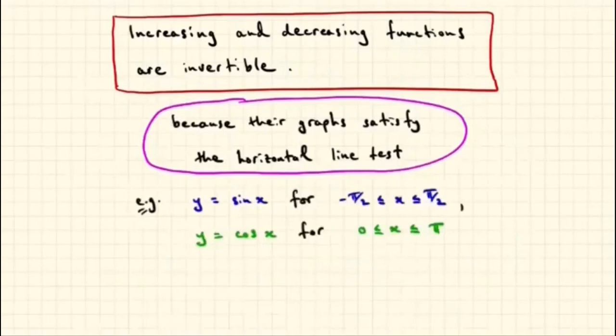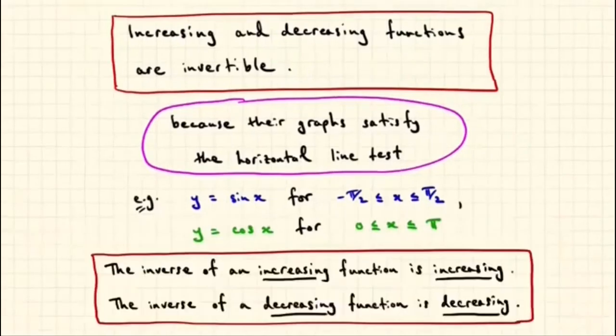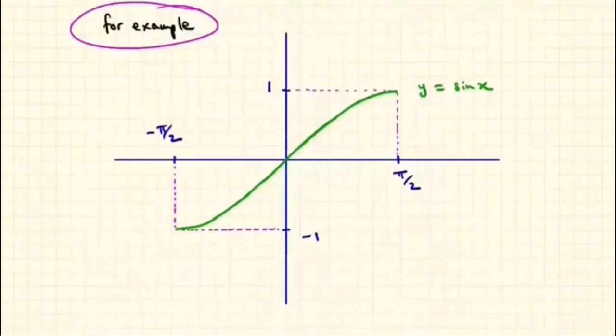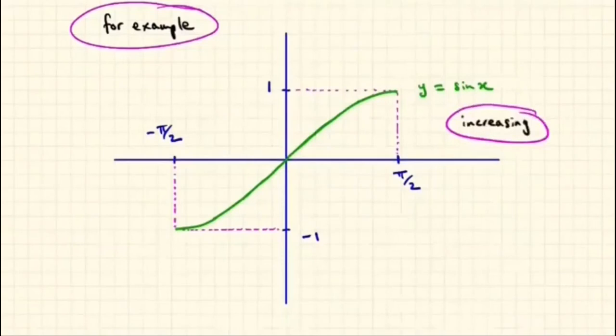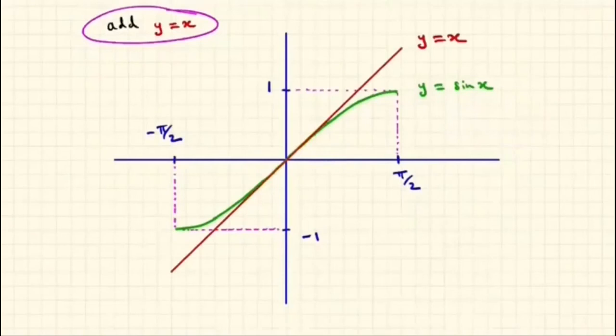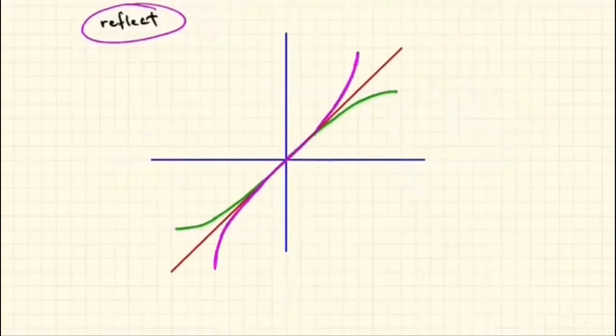The natural exponential and logarithm functions are also examples that we've come across earlier. It's a general fact that the inverse of an increasing function is increasing, and the inverse of a decreasing function is decreasing. You can see how this works geometrically with these restrictions of sine and cosine. For example, take the restriction of the sine curve, which is increasing, and the line y equals x. And when you reflect it, you produce the inverse sine function, which is also increasing.